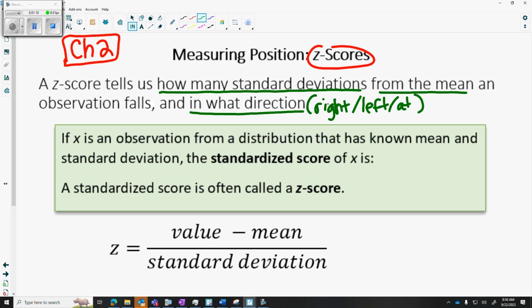So think about if you are doing a test for the class, like our Chapter 1 test, you want to know how well you did compared to everyone else, right? So what is your score with respect to the class? Are you above the average, below the average, or are you at the average?